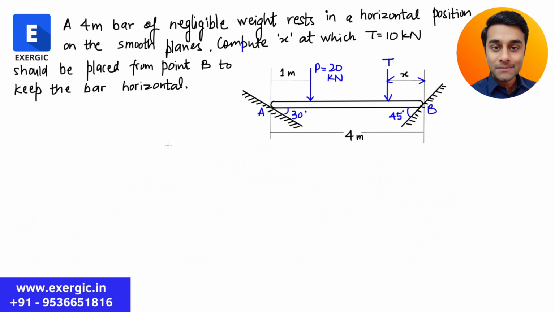Step number 1 obviously would be to locate all the direct and indirect forces, for which we need to draw the free body diagram. P is a direct force, T is a direct force. P is known, T is also known, 10 kilonewton. The reactions from A and B are not known. Friction is not to be considered since planes are smooth. And I have already told you that whenever you have interaction between any surface and another body, the direction of reaction will be along the common normal.